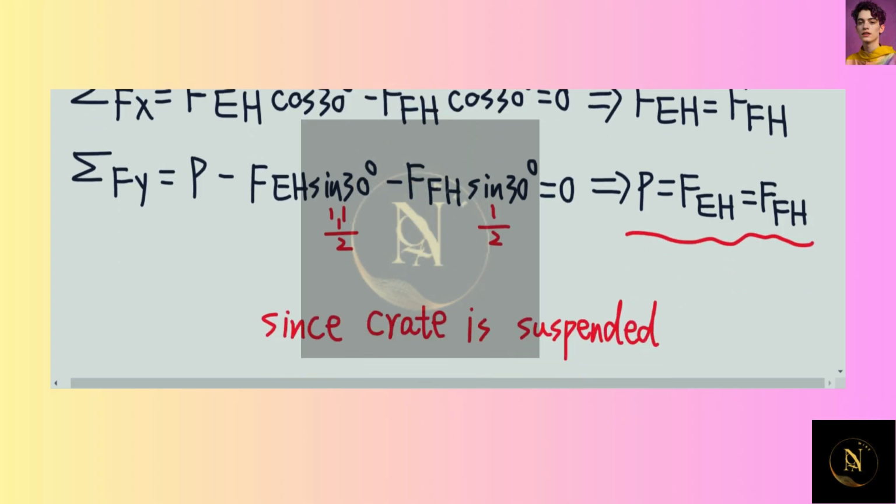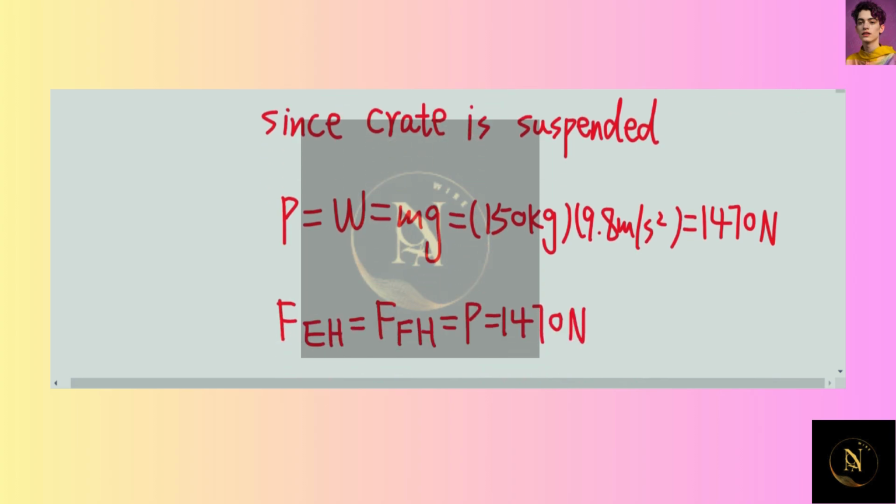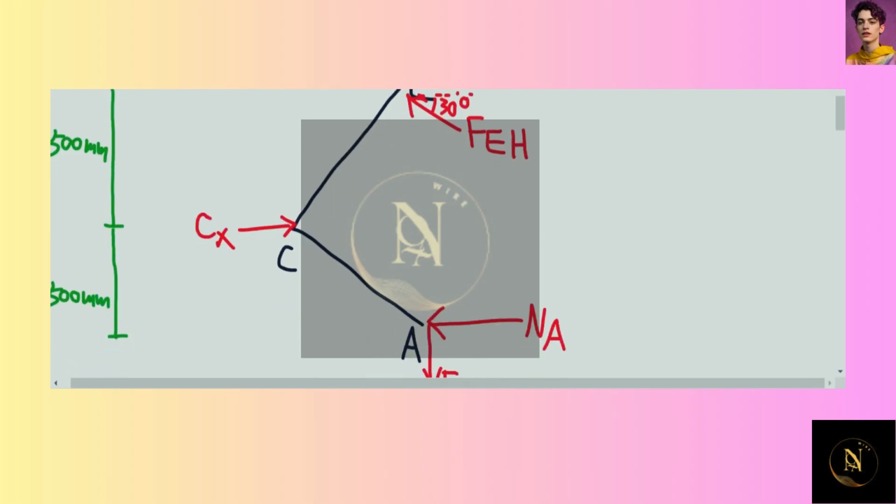Now, since we know the crate is suspended, the force P here should be equal to the gravity of the crate, which is equal to mg. We know the mass of the crate is 150 kilograms, and the acceleration of gravity is 9.8 meters per second squared. And this will give us force P is equal to gravity, which is equal to 1470 Newtons. This gives us FEH and FFH are also equal to 1470 Newtons, since they are both equal to P. So now let's take a look at the force diagram for the tongs ECA.